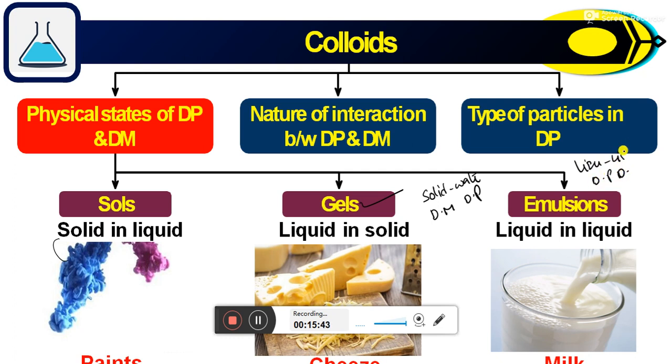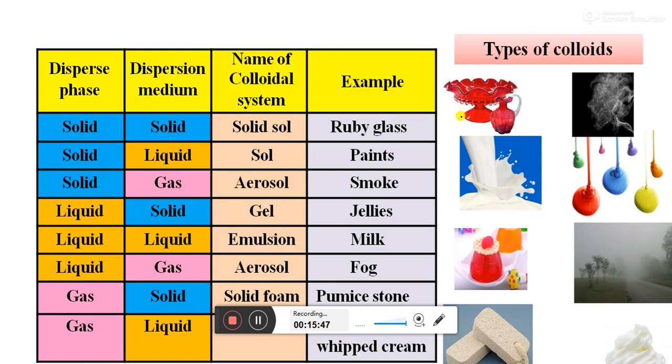It's called an emulsion only. Let's see the types of colloidal solution. You can see very clearly: ruby glass, smoke, milk, paint, pumice stone, ice cream, fog, gel. All come under the category of colloidal solution. How are we going to categorize them? Suppose the dispersion phase and dispersion medium are both solid. In that case, it is called a solid sol. Example is ruby glass.